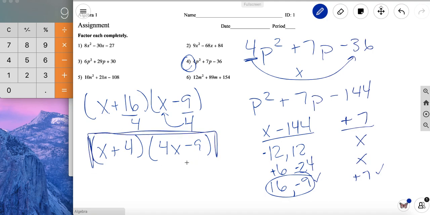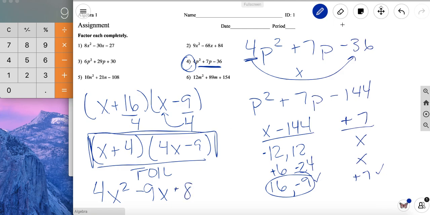How do we know this is our answer? Because if we were to check our work, if we were to FOIL, we would get this answer. And we're going to try it. X times 4x gets me 4x squared. O outside, x times negative 9 gets me negative 9x. I inside, 4 times 4x, just kidding, gets me 16x. And then L last, 4 times negative 9 gets me negative 36. Combine our middles, 16 minus 9 gets me 7x.